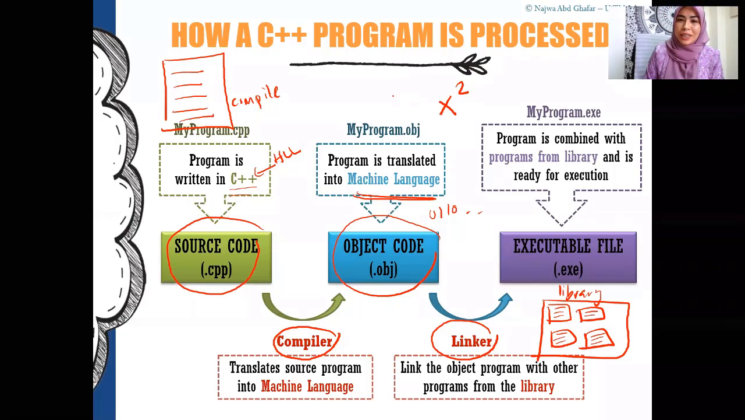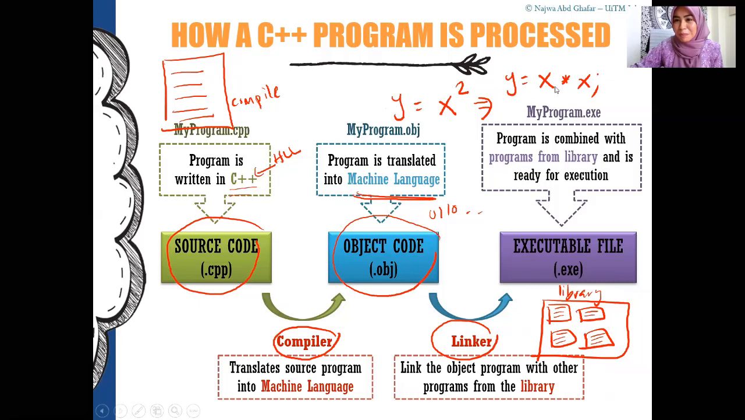Let's say I tulis y equals to x to the power of 2. Kalau I nak tulis dalam bahasa C++, I akan tulis y equals to x times x. Ini dalam bahasa C++ yang you kena tulis. Maksudnya x to the power of 2, x kali x. Betul? Faham kan? Okay.